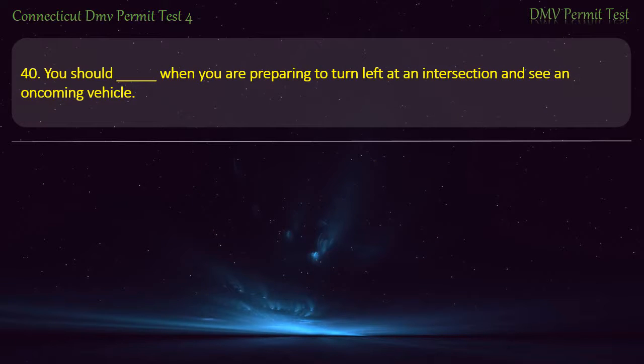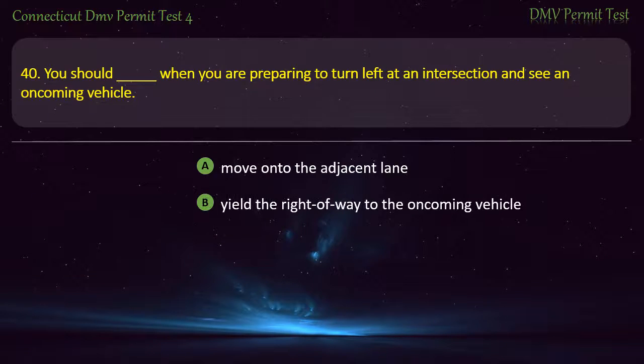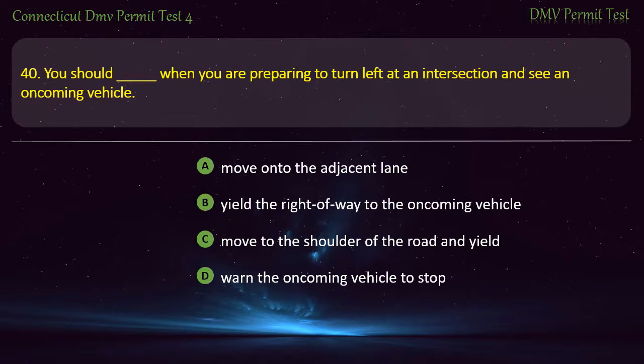Question 40. You should, when you are preparing to turn left at an intersection and see an oncoming vehicle: Move onto the adjacent lane. Yield the right-of-way to the oncoming vehicle. Move to the shoulder of the road and yield. Warn the oncoming vehicle to stop. Answer: Yield the right-of-way to the oncoming vehicle.